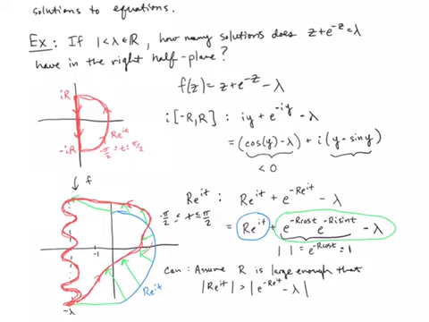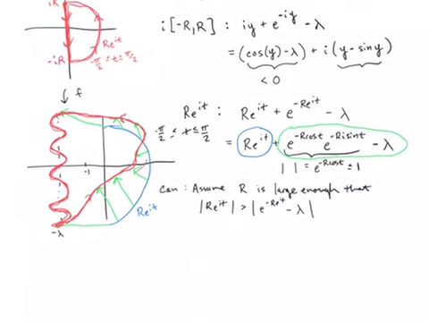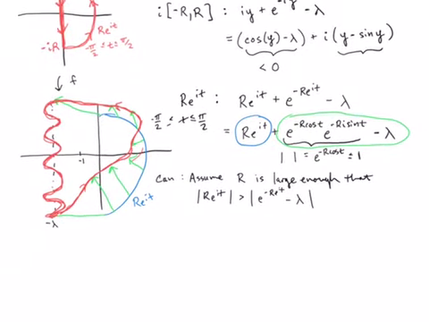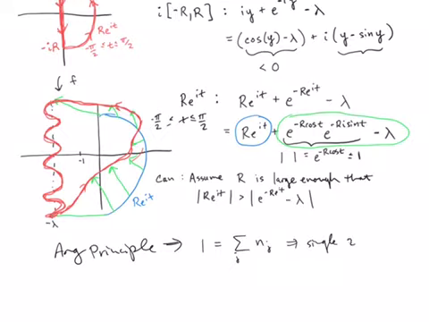And so that means that by the argument principle, the number of solutions in the right half plane has to be exactly equal to 1. And so the argument principle tells us that 1 has to be equal to the sum of the orders of the zeros of our function, because our function doesn't have any poles, of course. But then that means that there must be just a single zero of order 1.